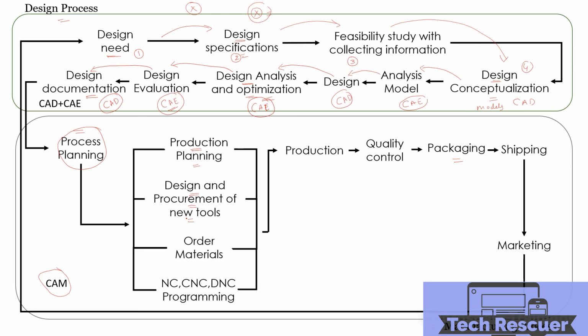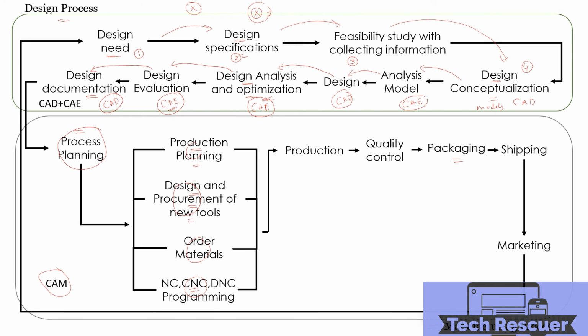So if there is any requirement for specific types of tools that have to be developed for producing the product, or whether we can use the existing tools or not, all these things will be decided in this phase. As well as the materials, what materials to order, what materials to acquire, everything will be decided. And then CNC programming and similar things will all be done in the process planning stage.